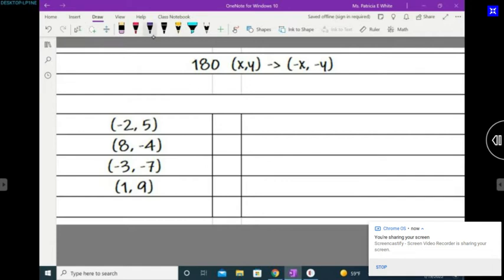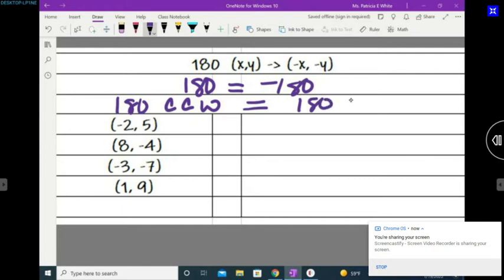180 equals a negative 180. 180 counterclockwise equals 180 clockwise.